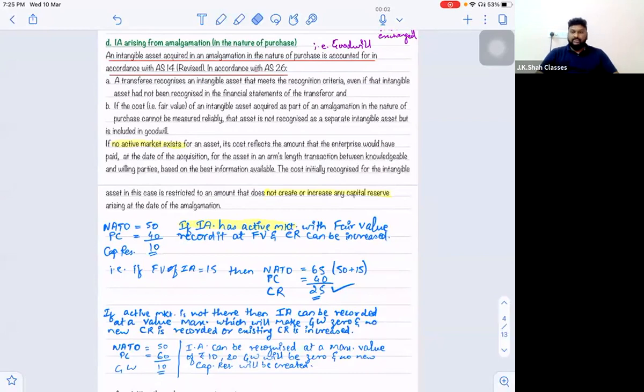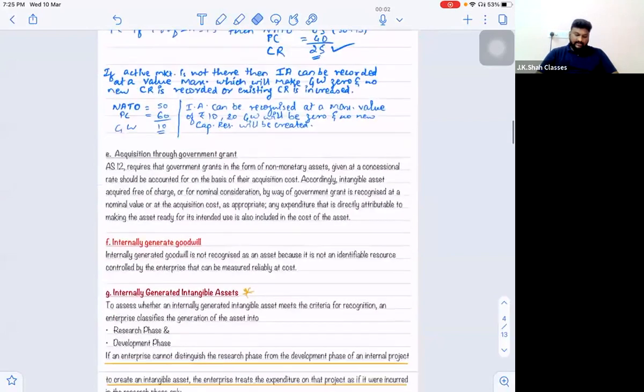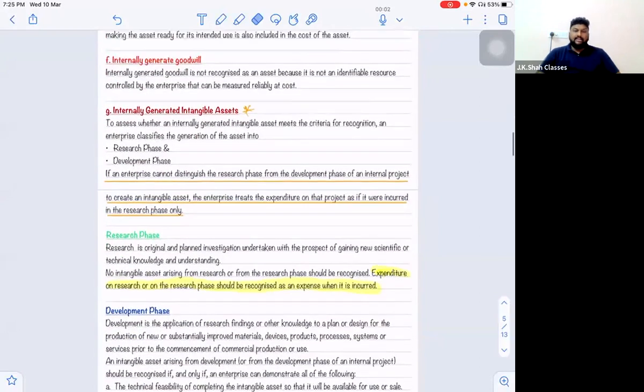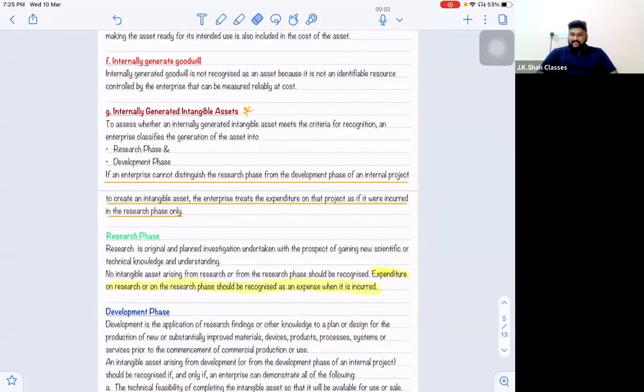Let us go for the next and the last part, that is internally generated intangible asset, that is through a research and development phase. Now this is a very common thing which many enterprises take up. They do their own research and development in-house, and they try to develop or come out with a new technology or a new product which they can definitely sell to others in the market on royalty basis, obviously, or they can use it in their own business.